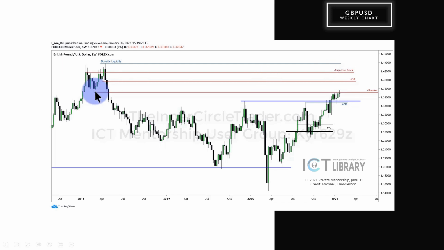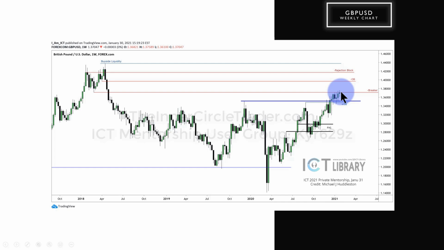We have a breaker here. Now, why is this down close a breaker? Well, like I showed you in regards to a mitigation block, mitigation would have a high, a low, and a lower high. We don't have that here. We have the high, the low, and the higher high. So that makes the down close candle that's lowest in between those two highs a breaker. And we've been banging on that here a few times.